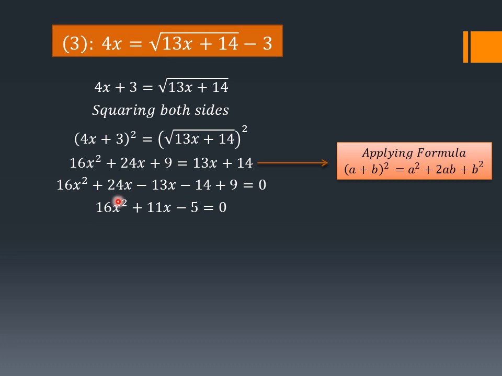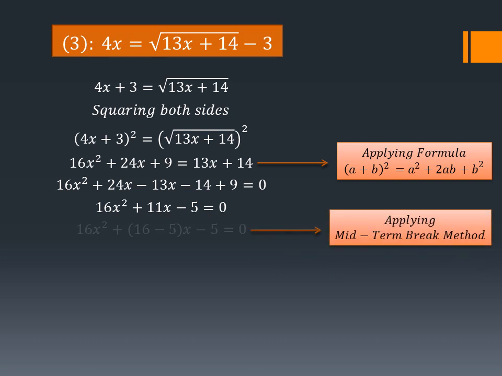Now, after addition and subtraction, we have 16x² + 11x − 5 = 0. Applying the mid-term break method, we will get 16 and −5 inside the bracket because 16 − 5 is 11, and 16 into 5, we will get the term 80, which is 16 into 5 is also 80.